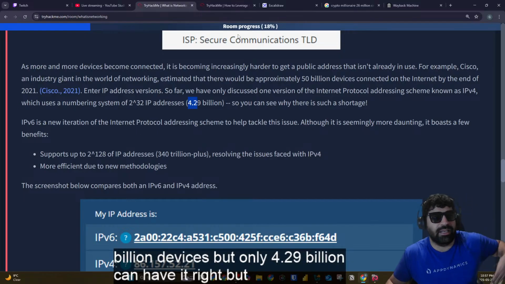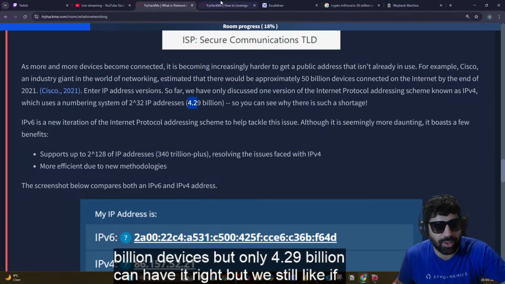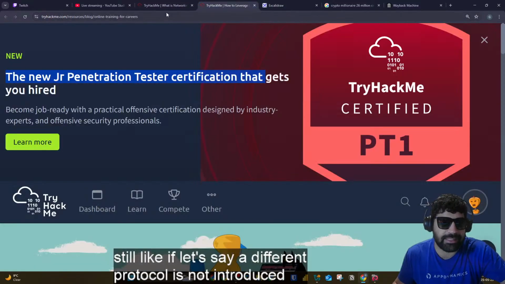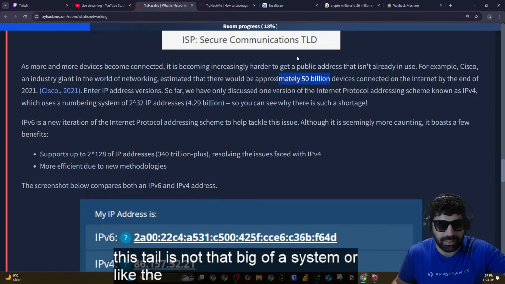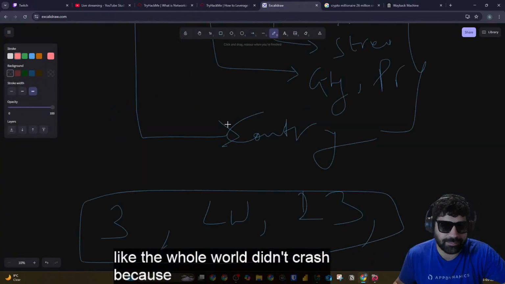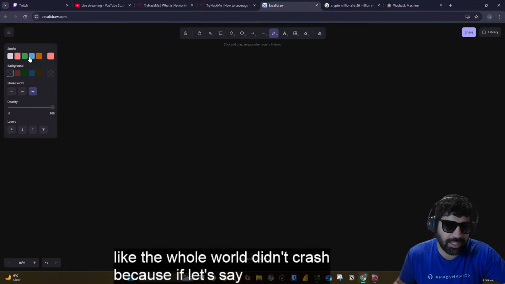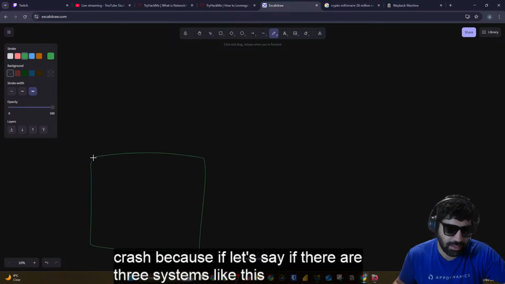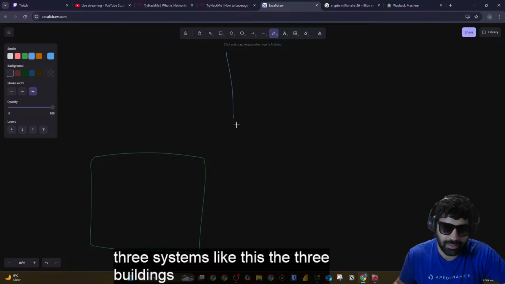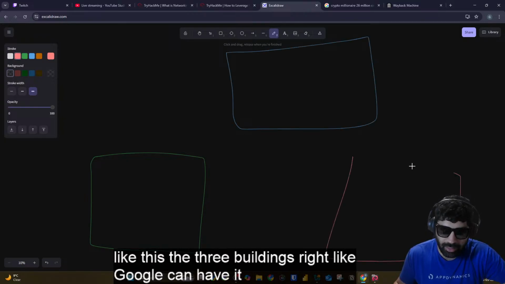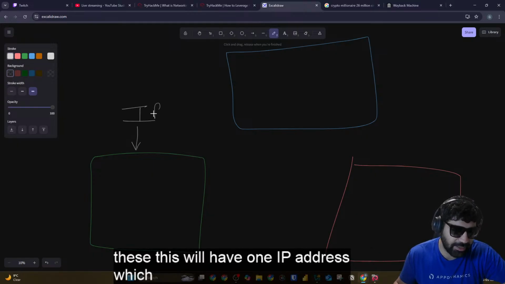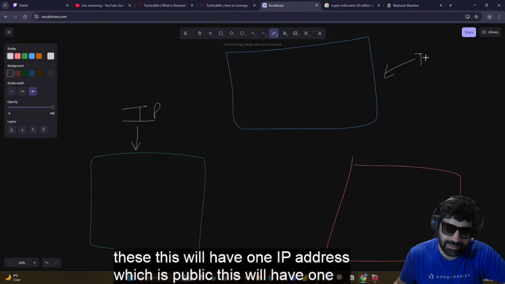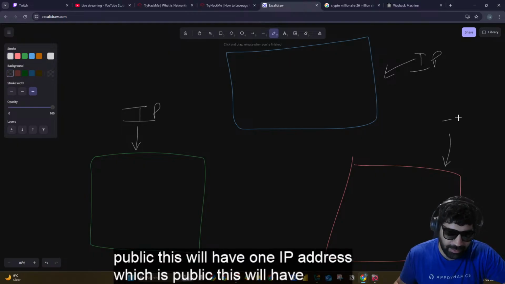But if a different protocol is not introduced, why is this still not that big of a problem, or why didn't the whole world crash? Let's say there are 3 systems like this, 3 buildings. Google can have one here. This will have one IP address which is public. This will have one public IP address. This will have one public IP address.